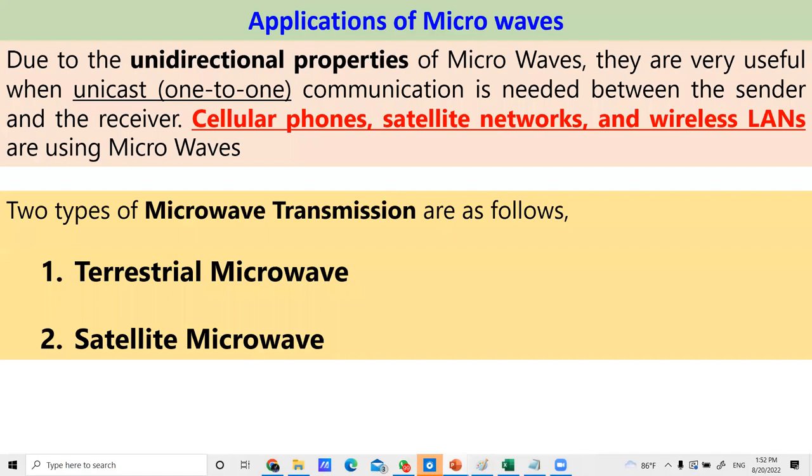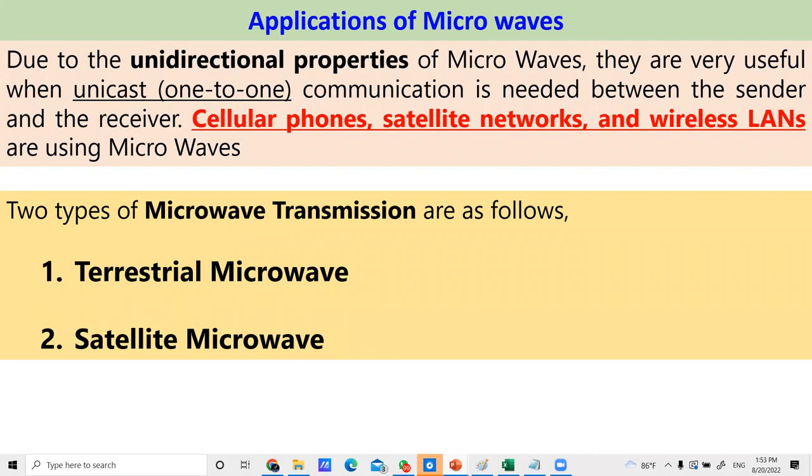Then look at some applications of microwaves. This unidirectional feature is especially used by cellular phones, right? Because of this unidirectional feature, through the cellular phone we can make communication between two persons, using a smartphone or cellular phone, right? This happens because of this unidirectional property of the waves. They use microwaves, not radio waves. Your smartphone uses microwaves to send your message to another phone or another person. Then satellite networks and wireless LAN are also applications of microwaves.